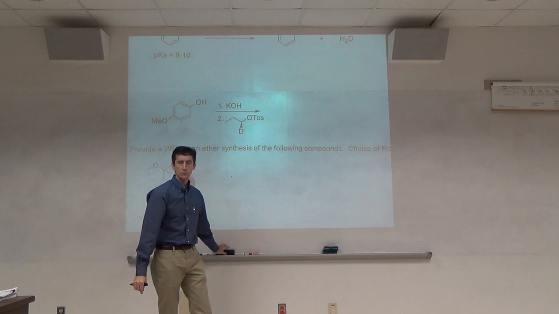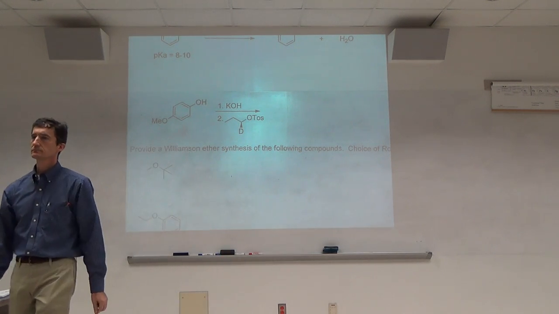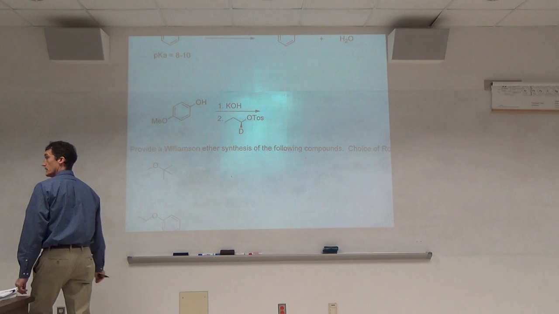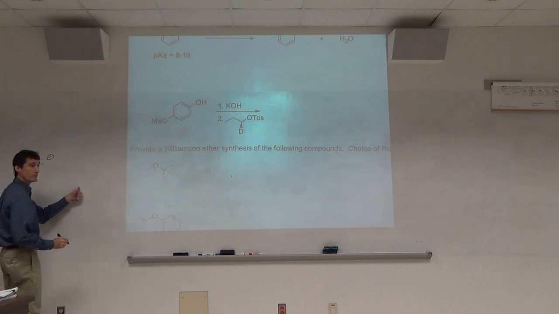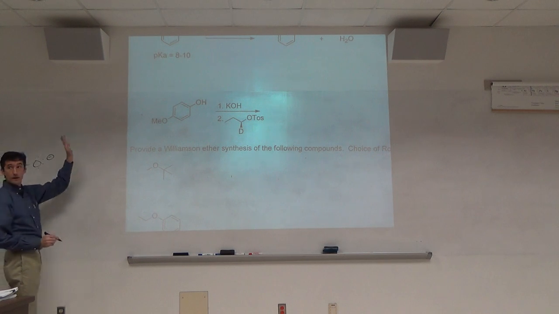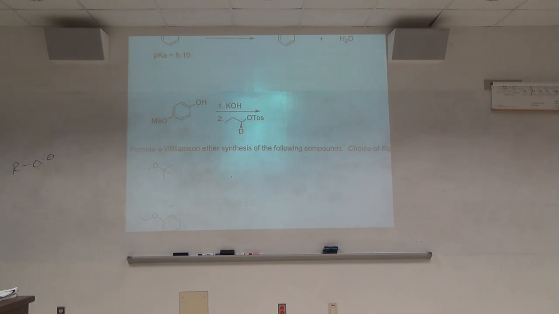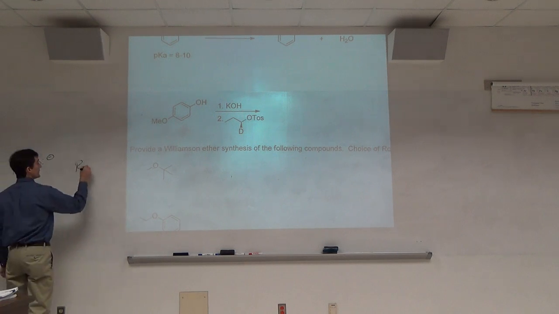What are the two components of a Williamson ether synthesis? More specific, not the base. Everybody agree you need to have the O minus. That was one component. What's the other component? It was in the examples. What? Carbon with a leaving group. And since you're doing SN2, that carbon better be tetrahedral sp3. Yeah. You need a carbon with a leaving group.